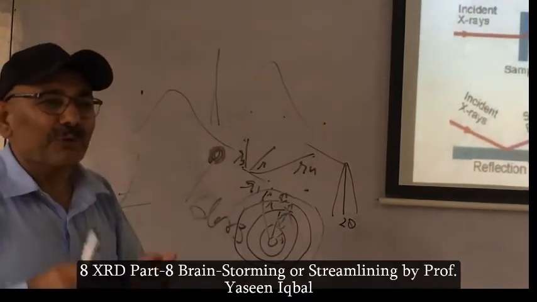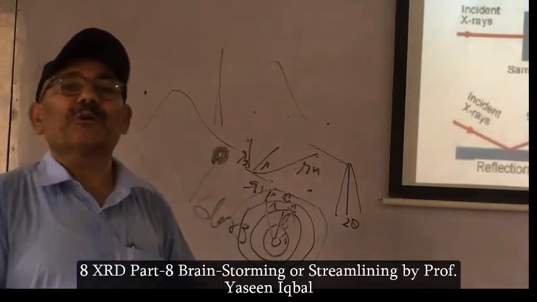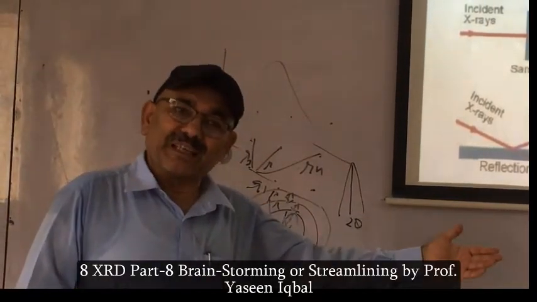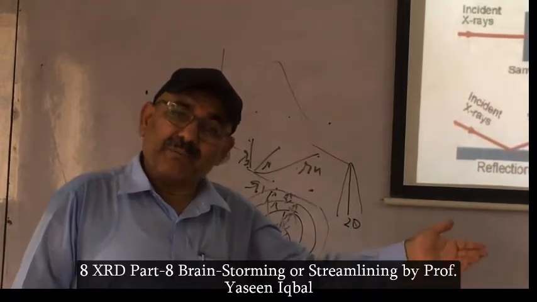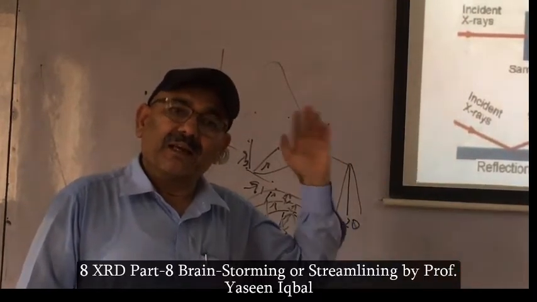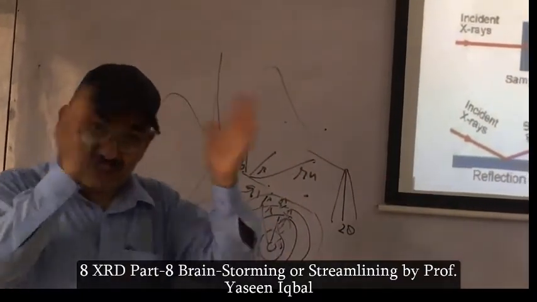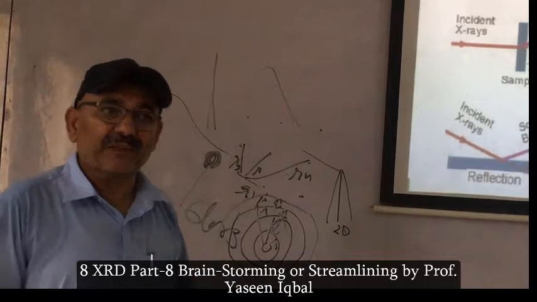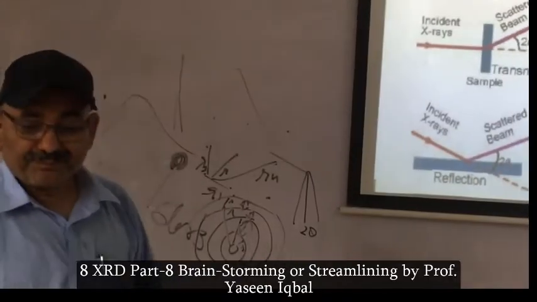So when you look into the diffraction pattern of a material, you should be able to know what sort of material it is. Is it a nanomaterial? Is it a microcrystalline material? Or is it amorphous? So from just a look at the diffraction pattern, you know about the nature of the material.